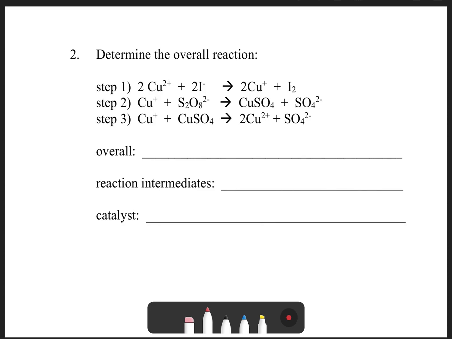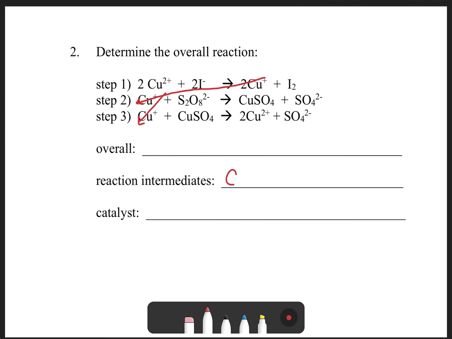any intermediates. And I see that I have copper 2+. Now this, we're going to be careful. 2 copper 2+ on the right crosses off with the copper 2+, or sorry, copper +1 and copper +1 in steps 2 and 3. So there's an intermediate which is going to be identified as copper plus. I also see I have another intermediate of CuSO4.